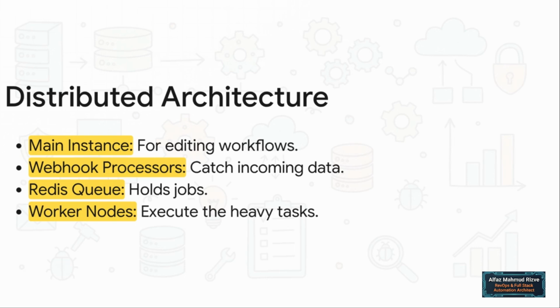And this, right here, this is the exact blueprint used by billion-dollar tech companies. You split up the work. The main instance is just for you, for editing. Then you have lightweight webhook processors that do nothing but catch data and throw it into the Redis queue. And then a whole fleet of worker nodes pulls jobs from that queue and does all the heavy lifting. So if you get a traffic spike, you just spin up more worker nodes. It's pretty much infinitely scalable.